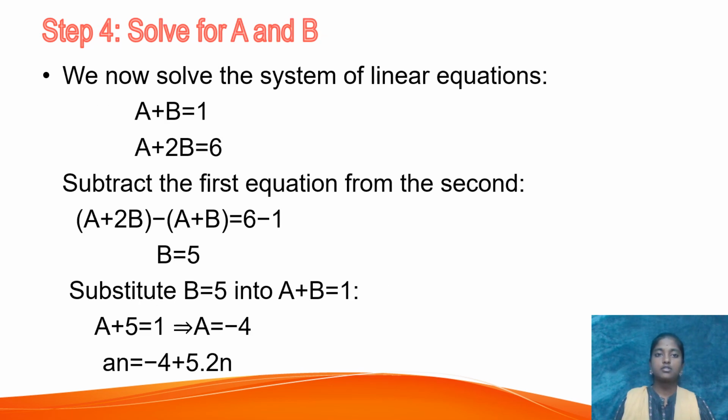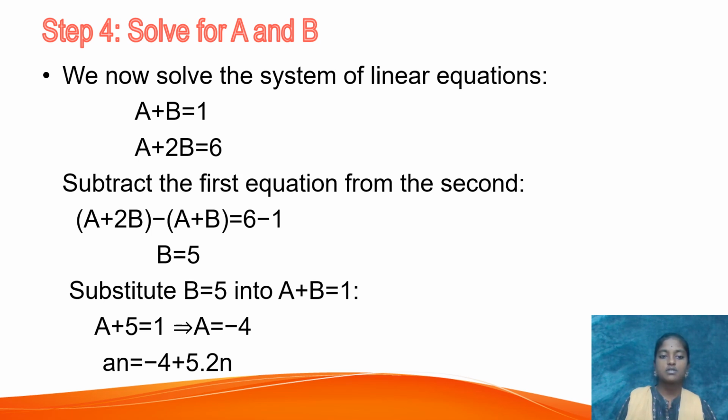Coming to step 4, to solve for a and b, we solve the system of linear equations: a + b = 1 and a + 2b = 6. Subtract the first equation from the second: (a + 2b) - (a + b) = 6 - 1, that is b = 5. Now substitute b = 5 into a + b = 1. So a + 5 = 1 and a = -4.